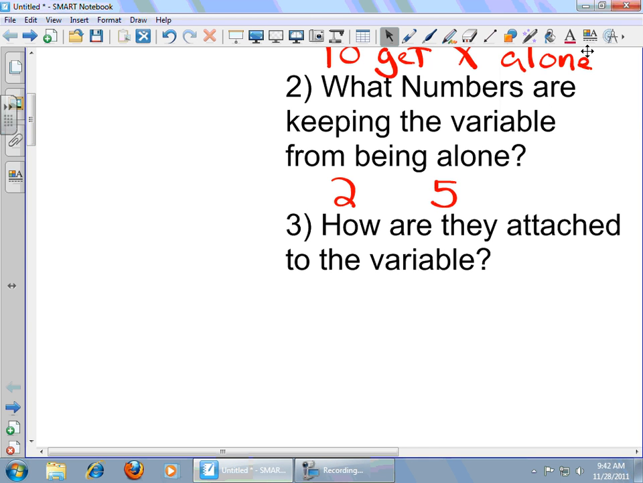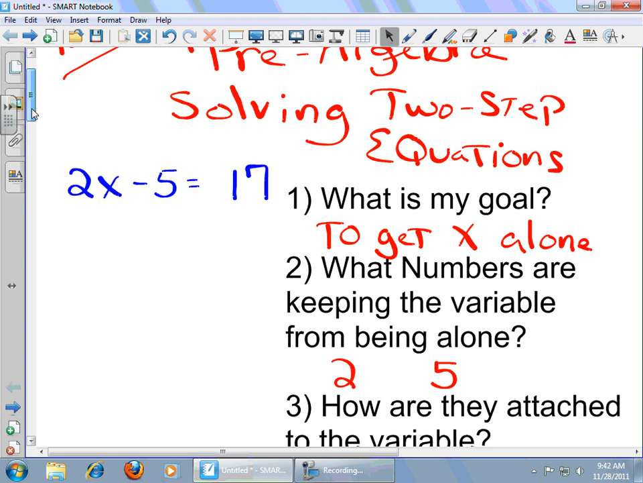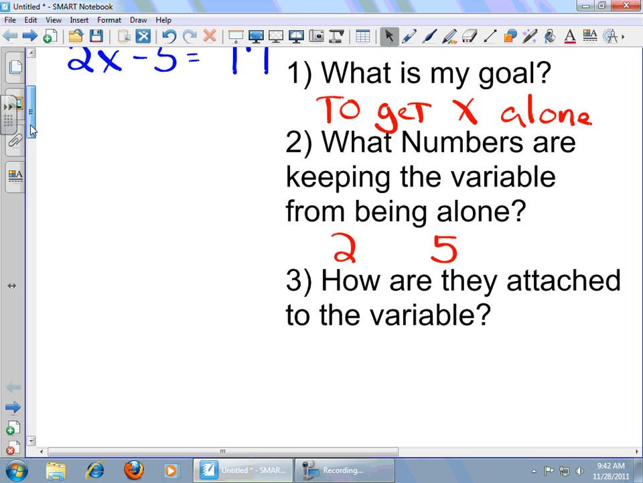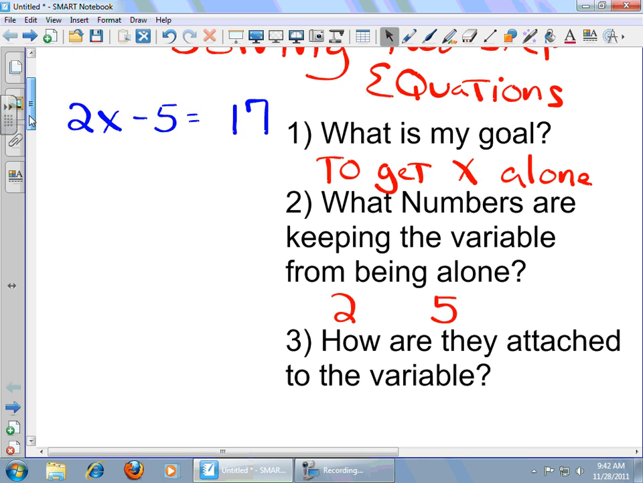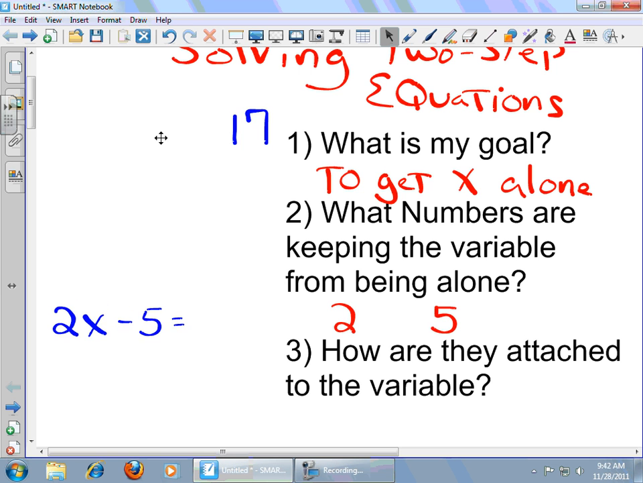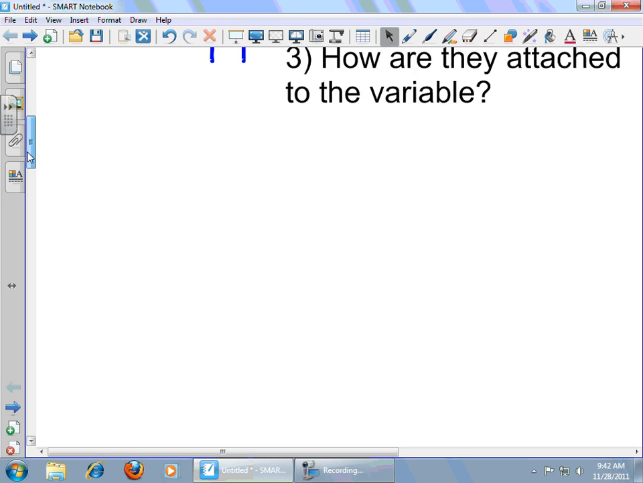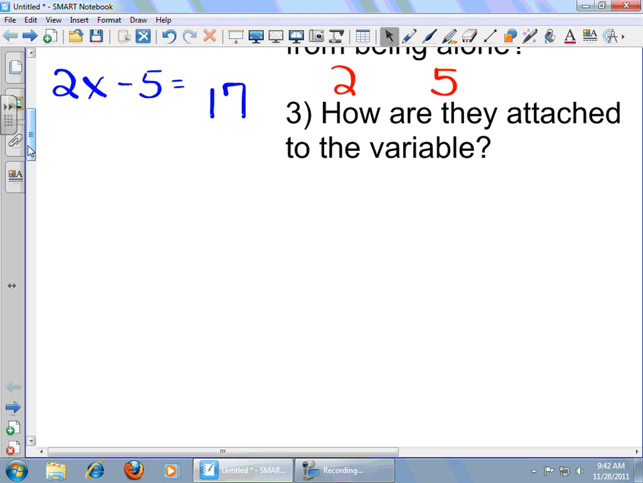Let's review really quick. What is my goal? To get x alone. What numbers are keeping the x from being alone? The 2 and the 5. I'm going to slide this equation down so we can still see it. How are they attached to the variable? The 2 is attached by multiplication, the 5 by subtraction.